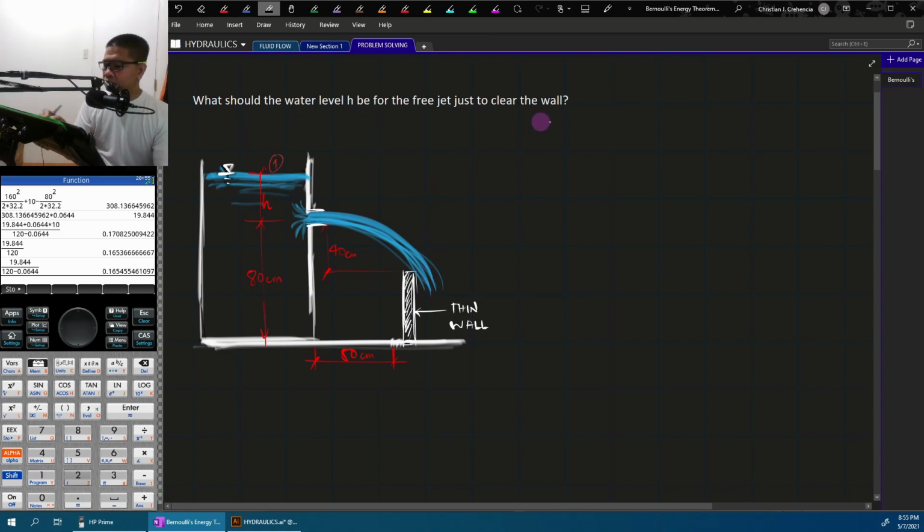Okay. So, again, what should the water level H be? So, this is what we are looking for. What is this height such that the jet of water will clear the wall? It says here this is a thin wall, meaning the width is negligible. So, first, we need to apply our formulas in dynamics, no?